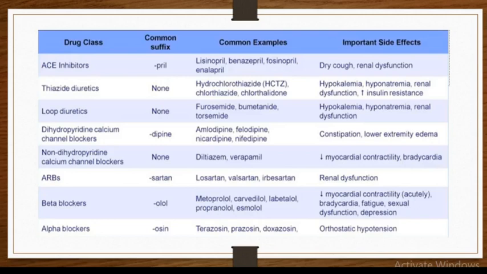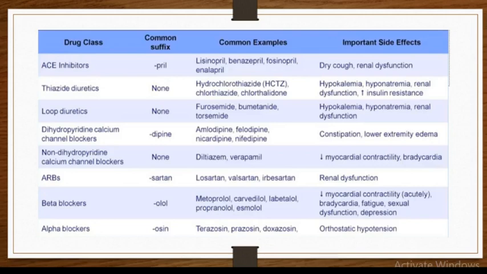And so the first one being the ACE inhibitors. They are the angiotensin converting enzyme inhibitors. Usually they end with pril, and examples are lisinopril, fosinopril, enalapril, and basically their side effects will be the dry cough and the renal dysfunction.